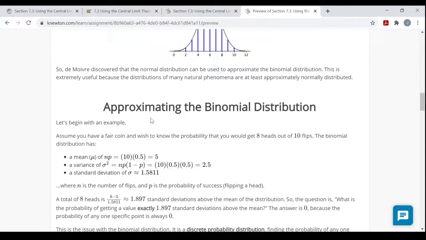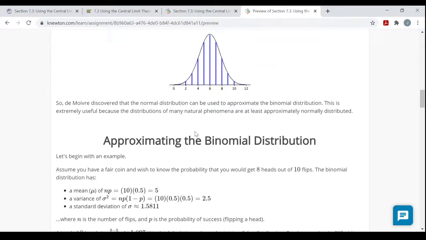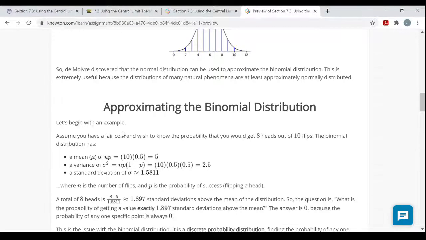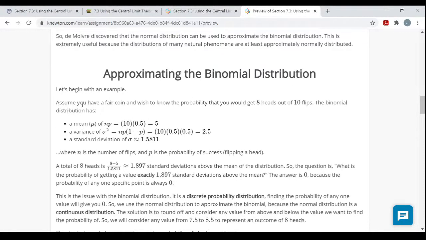Okay, so the next part of this is using this bell curve, and remember, area underneath the curve corresponds to probability. So I can use this bell curve and the area underneath it to approximate probabilities from a binomial distribution. All right, so they have an example here. Assume you have a fair coin and you wish to know the probability that you would get 8 heads out of 10 flips.